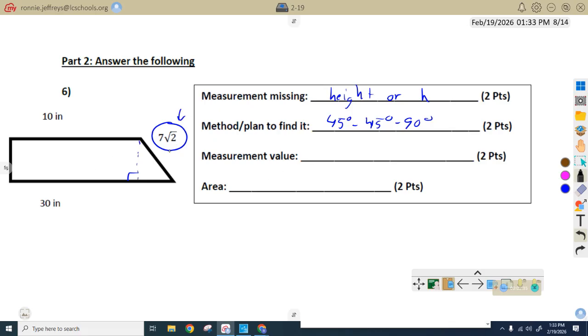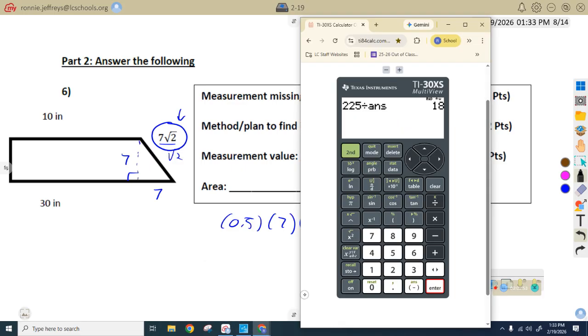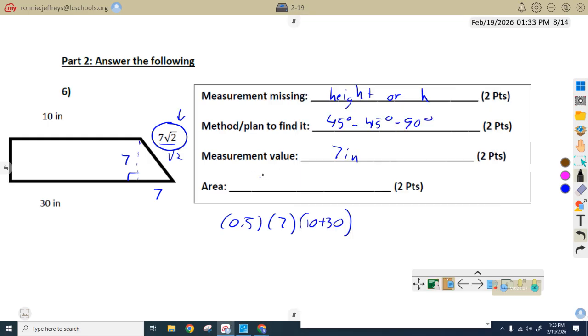Alright, so we would actually have to divide that by root 2. So that's 7. That's 7. Measure me 7 inches. So the area is 0.5 times 7 times 10 plus 30. That would be 40. Alright, so this would be 140 inches squared. Okay.